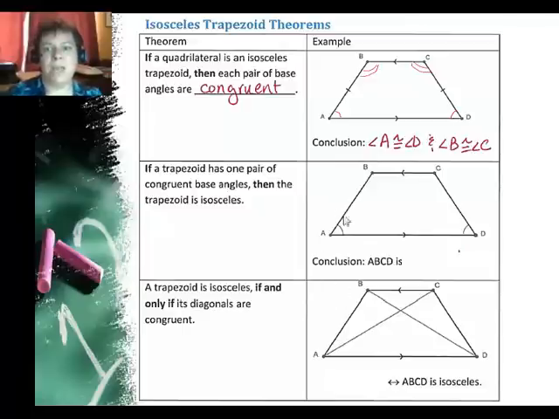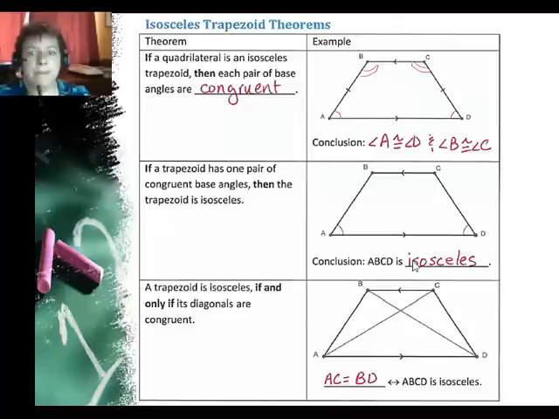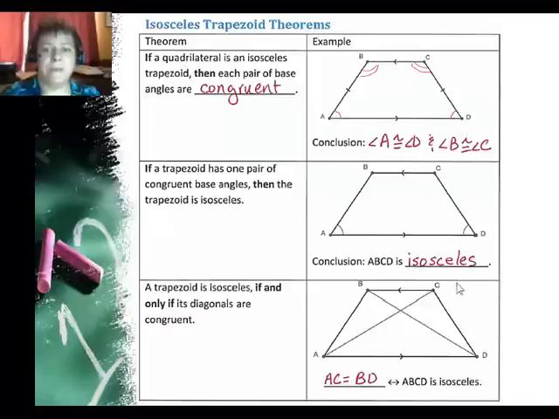So here they tell me angle A and angle D are congruent. That is enough for me to conclude that this is an isosceles trapezoid. One other special thing about isosceles trapezoids is that their diagonals are also congruent. And you can see basically if we say ABCD is isosceles if and only if the length of AC is equal to the length of BD.